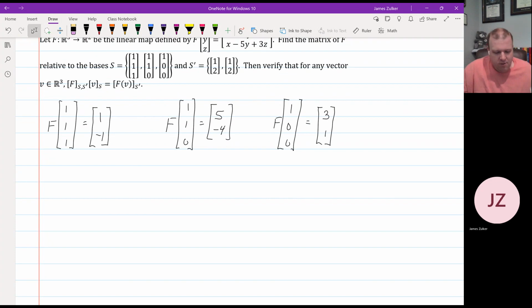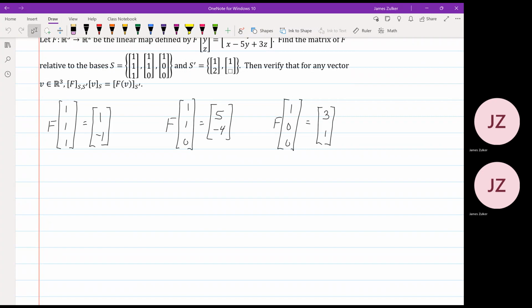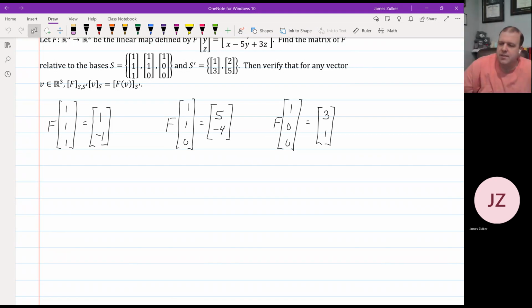Oops, there is a typo, S prime. I don't know what happened there. That is really wrong. Let me fix that. Okay, this. Excuse me for just a second. Sorry about that, corrected now.